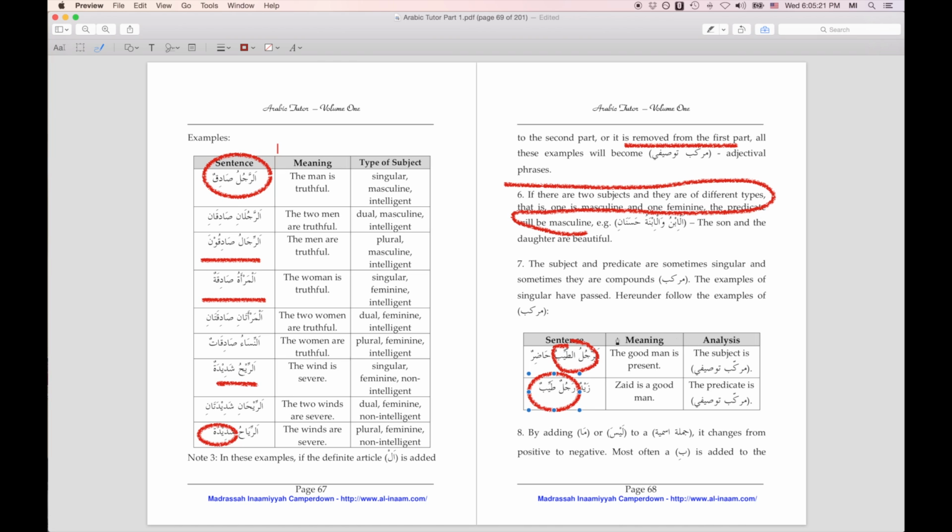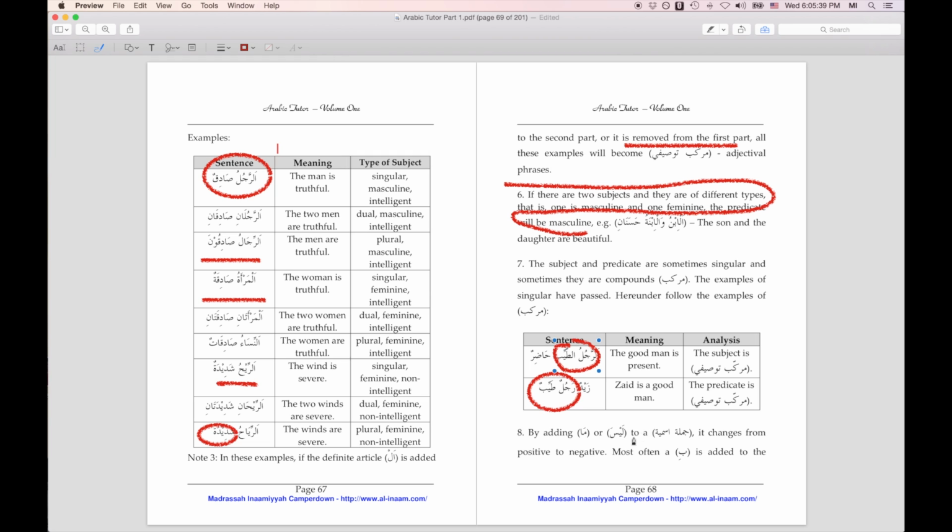For the first example, the subject or mubtada is a murakkab tawsifi. Ar-rajulu at-tayyibu, the good man. That is murakkab tawsifi. It's not a complete sentence. For the second example, rajulun tayyibun, that's the murakkab tawsifi. So that's number 7.